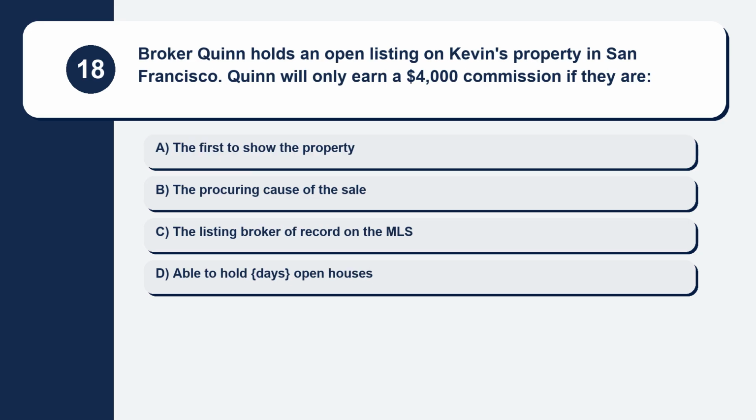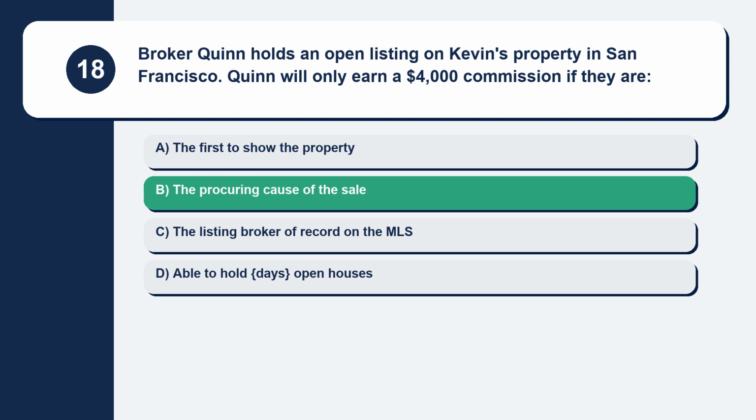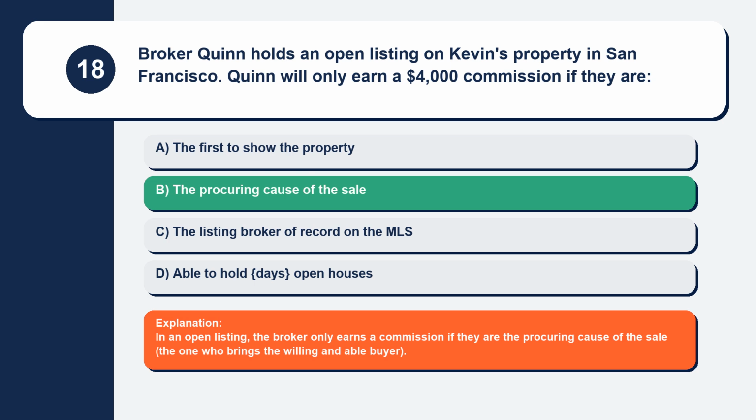Question 18. Broker Quinn holds an open listing on Kevin's property in San Francisco. Quinn will only earn a $4,000 commission if they are. Here are your options. Option A, the first to show the property. Option B, the procuring cause of the sale. Option C, the listing broker of record on the MLS. Option D, able to hold open houses. The correct answer is option B, the procuring cause of the sale. Explanation: in an open listing, the broker only earns a commission if they are the procuring cause of the sale, the one who brings the willing and able buyer.